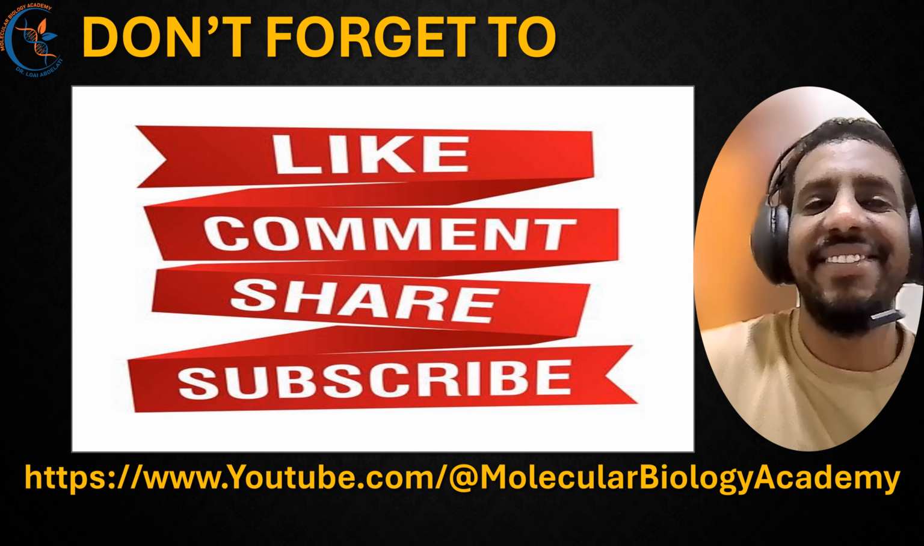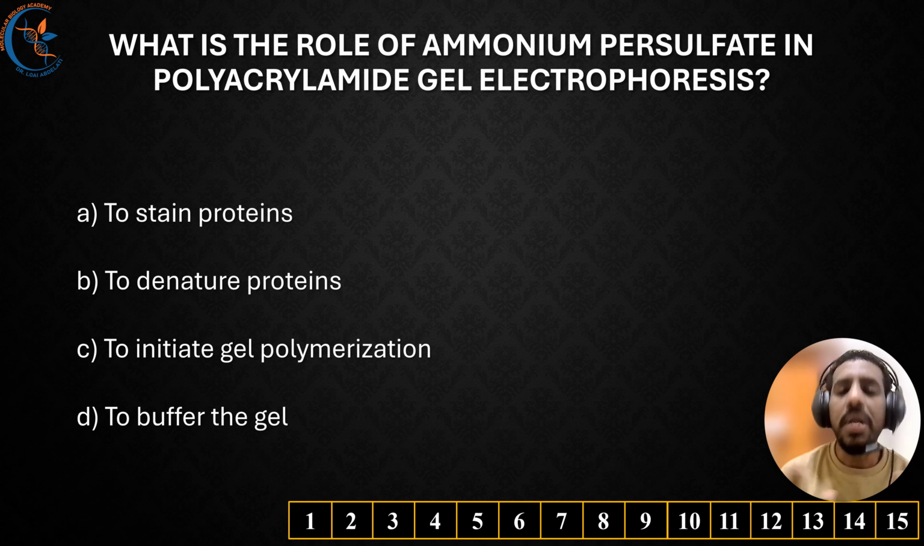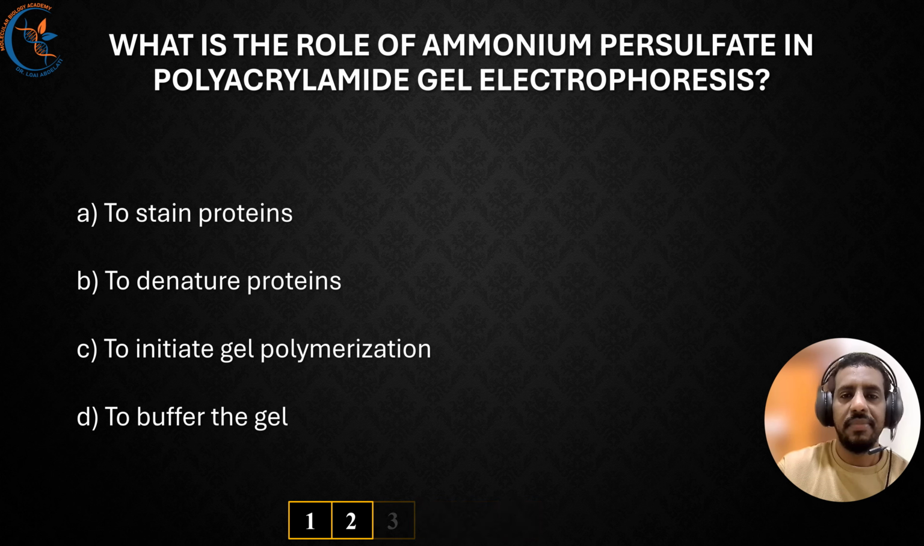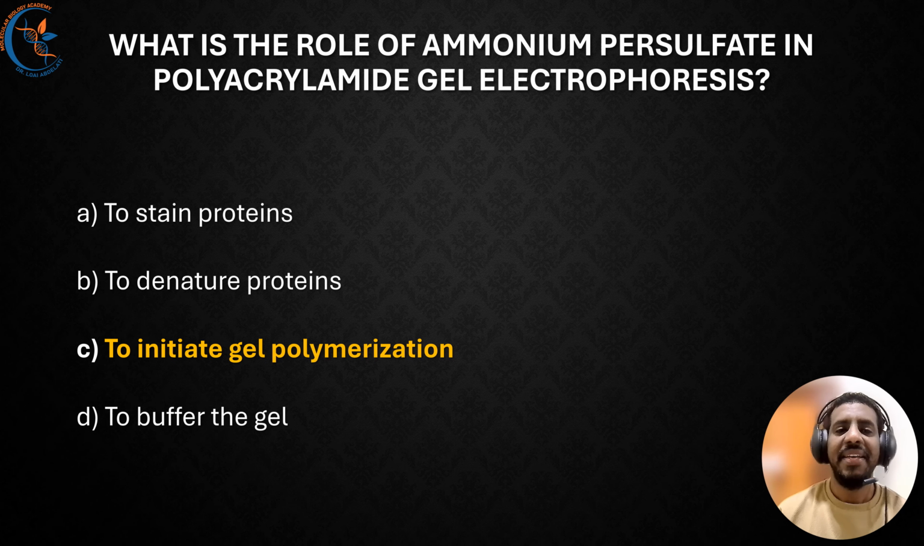Let's continue. All right, let's see the question here. What is the role of ammonium persulfate in polyacrylamide gel electrophoresis? The correct answer is to initiate gel polymerization. As we know, ammonium persulfate is used as the catalyst to initiate the polymerization of acrylamide and bisacrylamide. All right, let's move on.